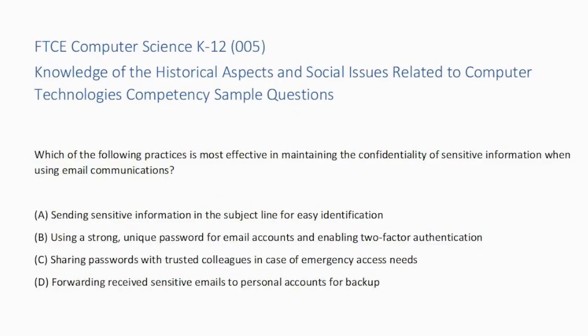Which of the following practices is most effective in maintaining the confidentiality of sensitive information when using email communications? A, sending sensitive information in the subject line for easy identification. B, using a strong, unique password for email accounts and enabling two-factor authentication. C, sharing passwords with trusted colleagues in case of emergency access needs. Or D, forwarding received sensitive emails to personal accounts for backup. We are looking for the most effective in maintaining the confidentiality of information when using email.